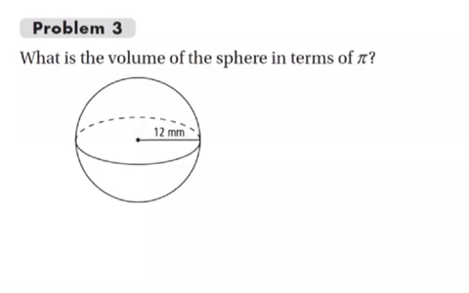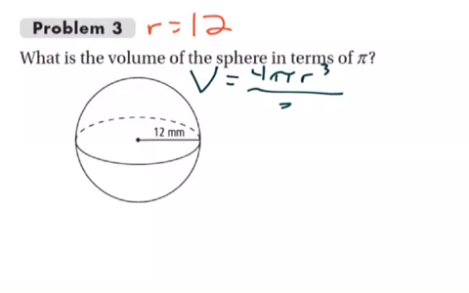Remember that when the instructions tell you to leave the answer in terms of pi, you know that means to leave pi alone. So we look at this diagram and we see that r equals 12. And we remember that our formula is V equals 4 pi r cubed all over 3. And we plug the 12 in for r. So 4 pi times 12 to the 3rd power all over 3.